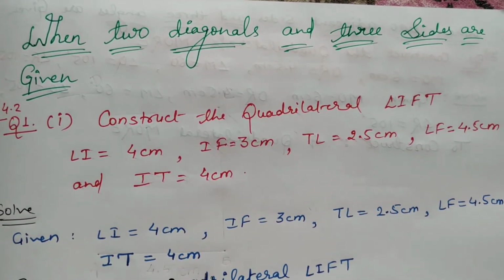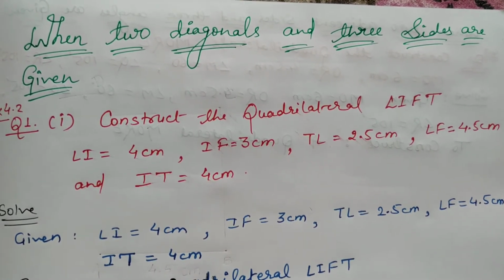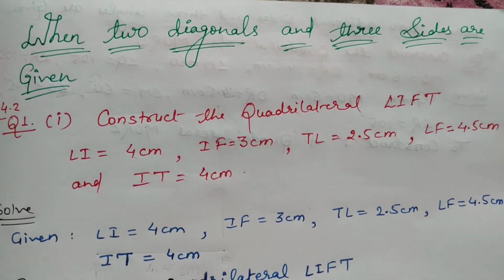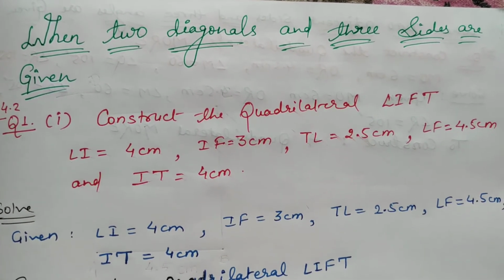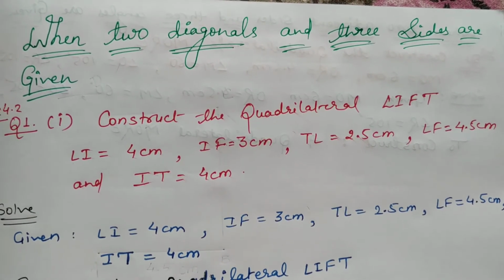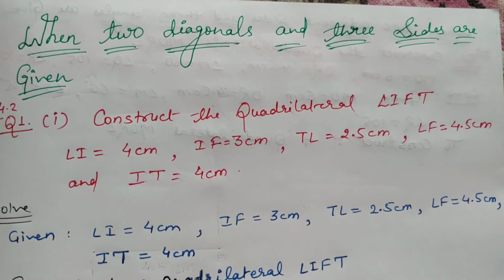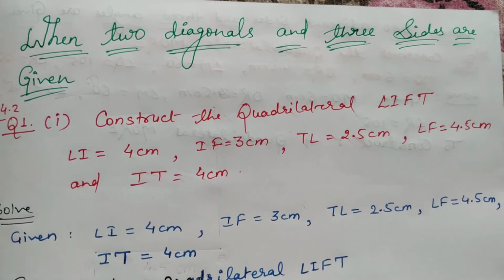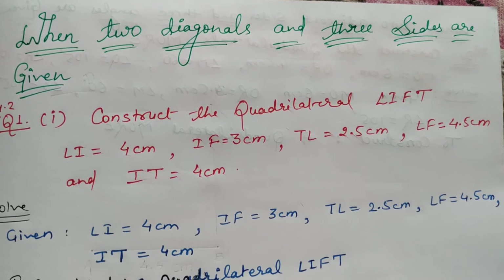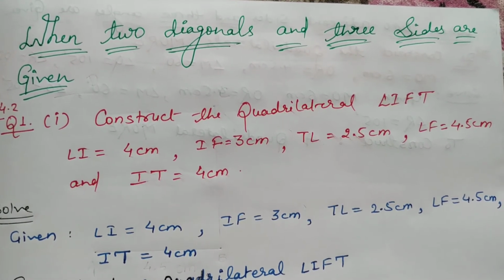In exercise 4.2, all the questions are related to the same concept: when two diagonals and three sides are given. Let us take the first question of exercise 4.2. Construct the quadrilateral LIFT in which LI is equal to 4 cm, IF is equal to 3 cm, TL is equal to 2.5 cm, LF is equal to 4.5 cm and IT is equal to 4 cm.